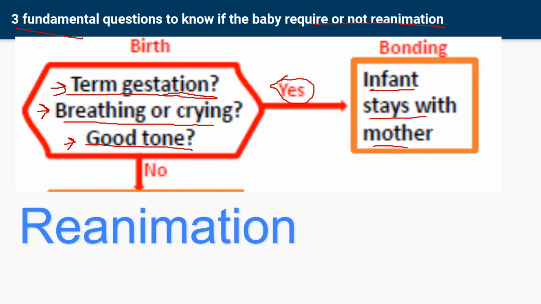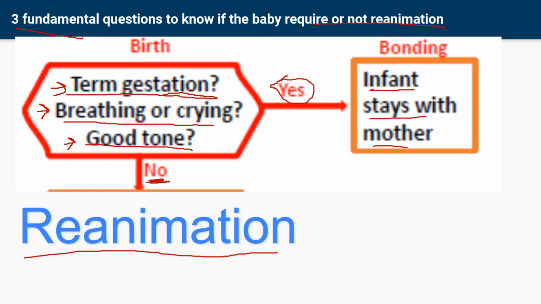But if not, for example the baby is breathing and crying with good tone but is preterm, or for example is term and is breathing and crying but has a bad tone, you give the baby for reanimation. Okay? If any one of these is bad, the answer is no, you have to lead the baby to reanimation.